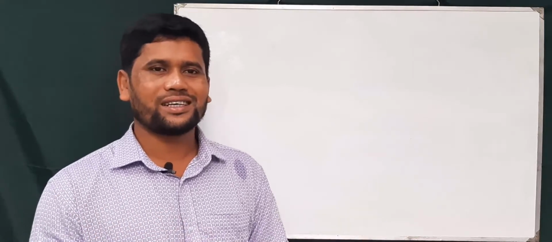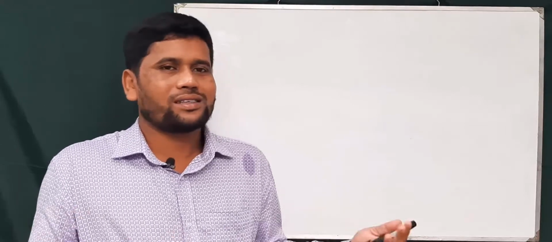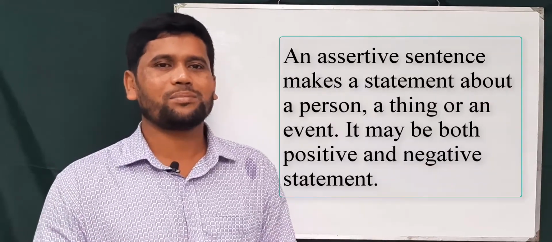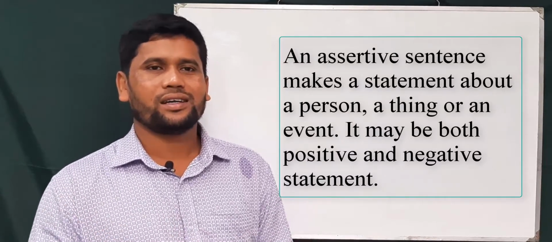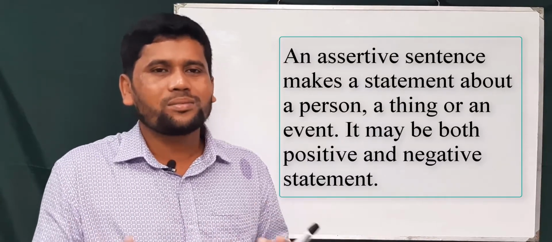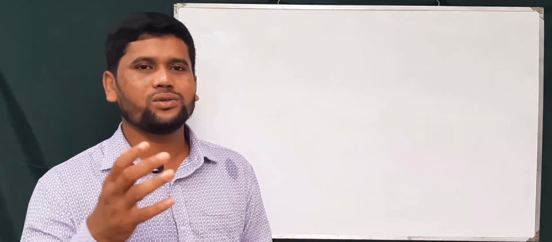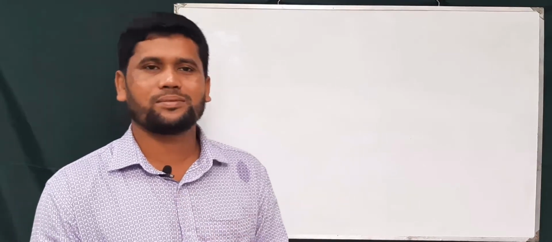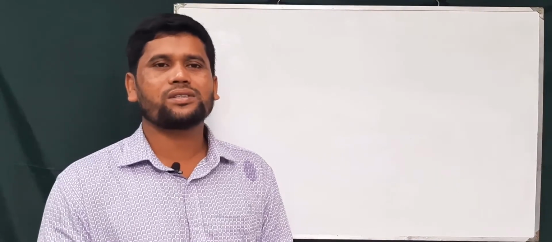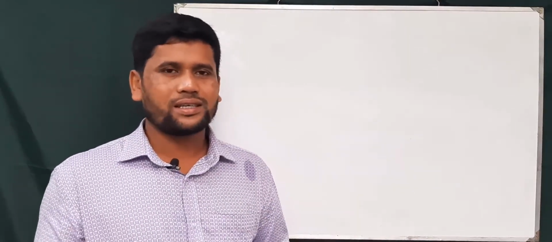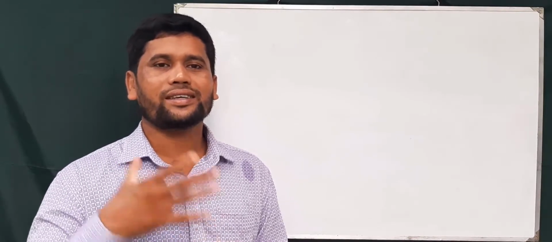It is about assertive sentence and exclamatory sentence. Do you know what an assertive sentence is? An assertive sentence makes a statement about a person, a thing or an event. An assertive sentence may be positive or negative. It is the definition of an assertive sentence, but you have to know how it may start. An assertive sentence may start with subject and verb. So that is the assertive sentence, but today our main topic is the exclamatory sentence.